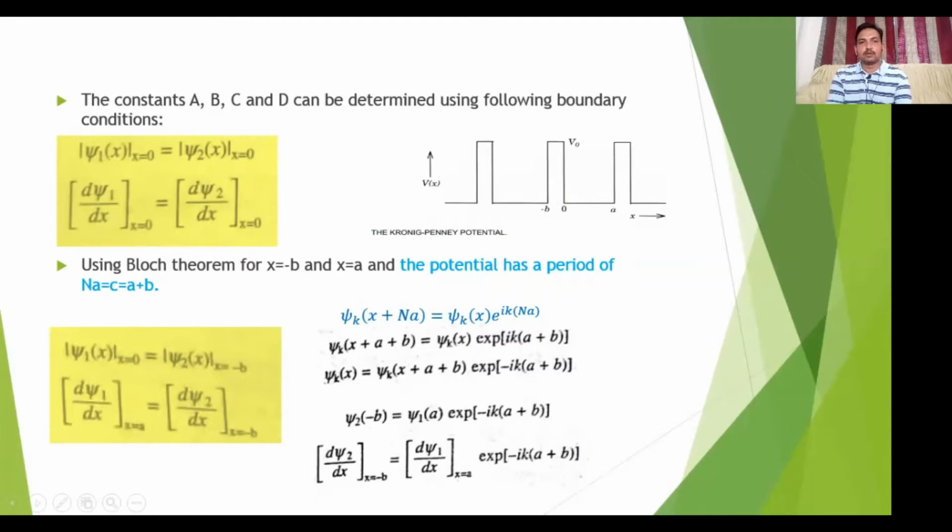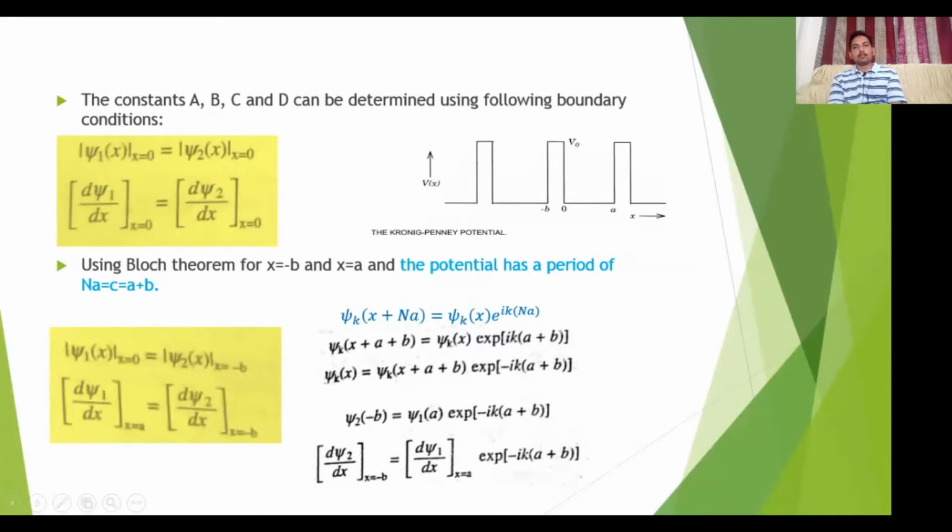And the second boundary condition is verifying continuity: if their wave functions are the same at this point, then the derivative of their wave functions is also equal. So this is your second boundary condition. d psi 1 by dx at x equals 0 should be equal to d psi 2 over dx at x equals 0.